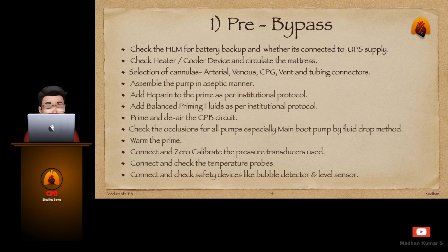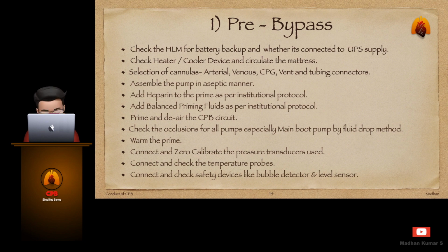Check whether the heart-lung machine has battery backup and whether it is connected to the UPS supply. Check whether your heater cooler device is cooling, warming and circulating. Open the selected cannulas into the sterile field and make sure you keep a set of spare cannulas available inside the OT. Now assemble the pump in an aseptic manner.